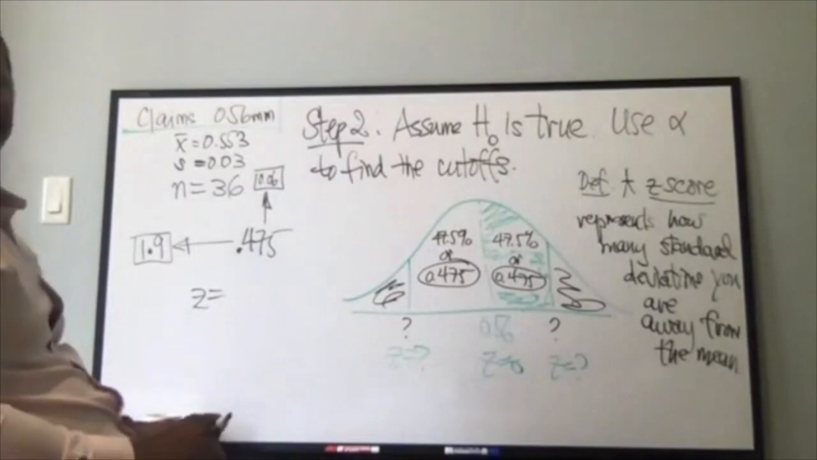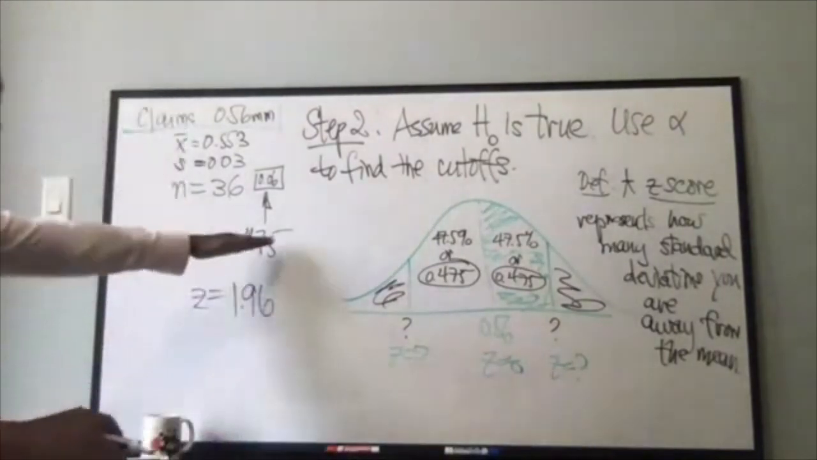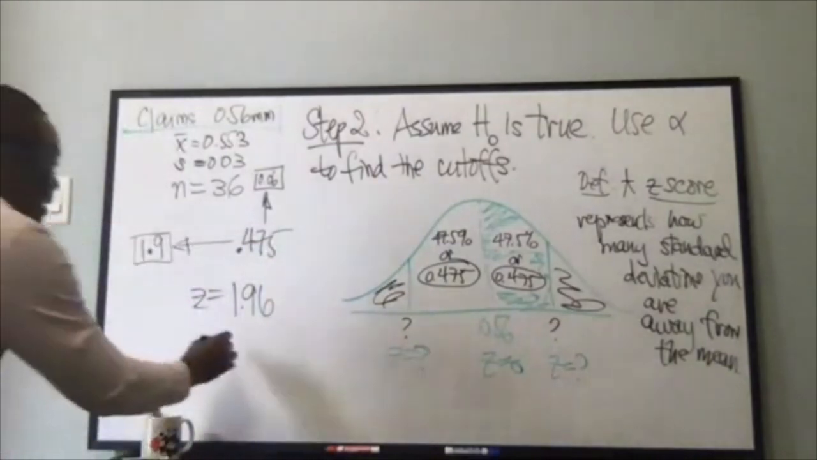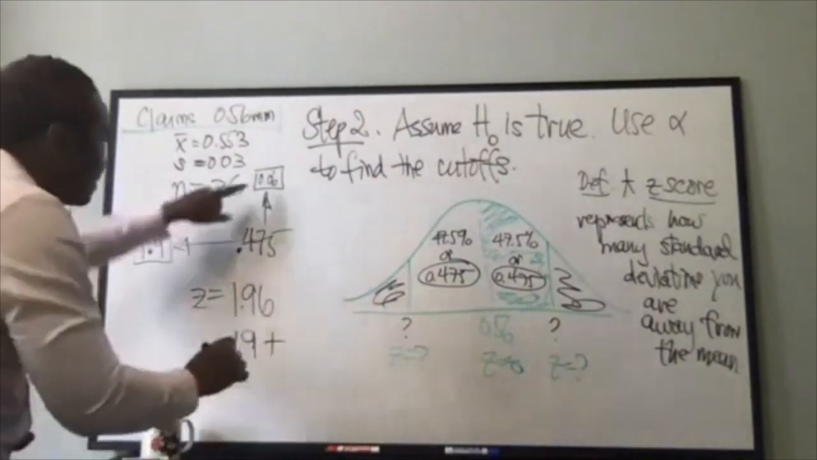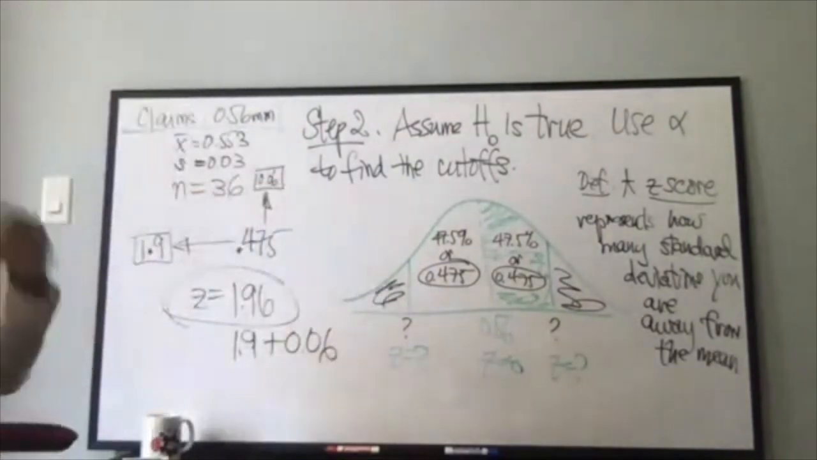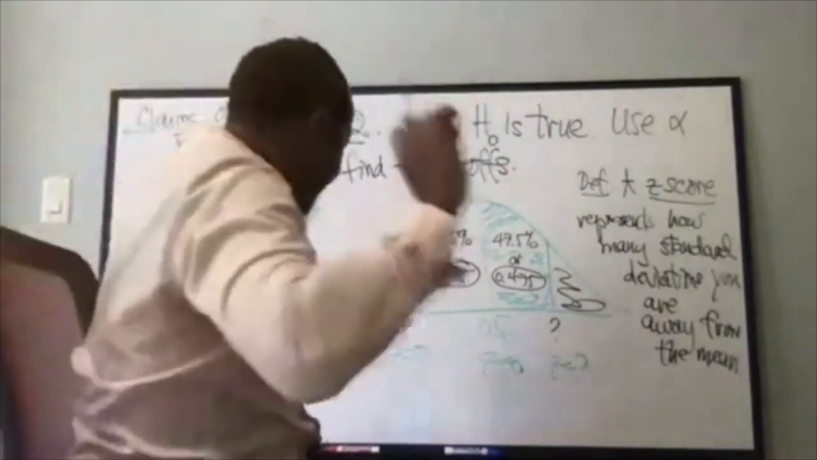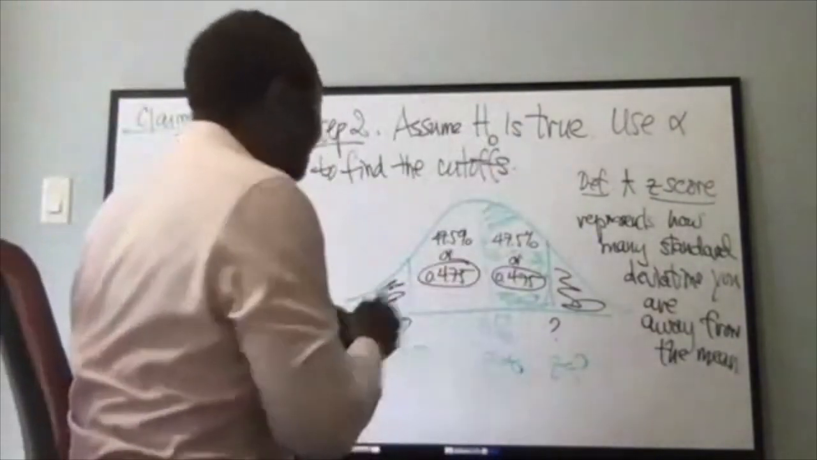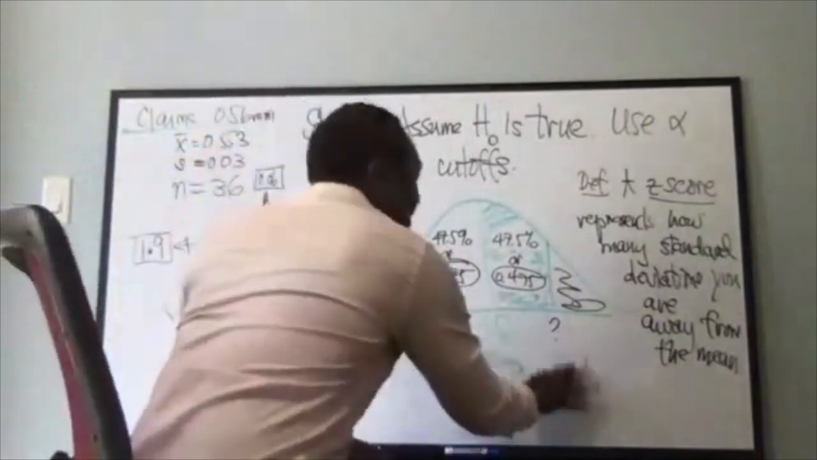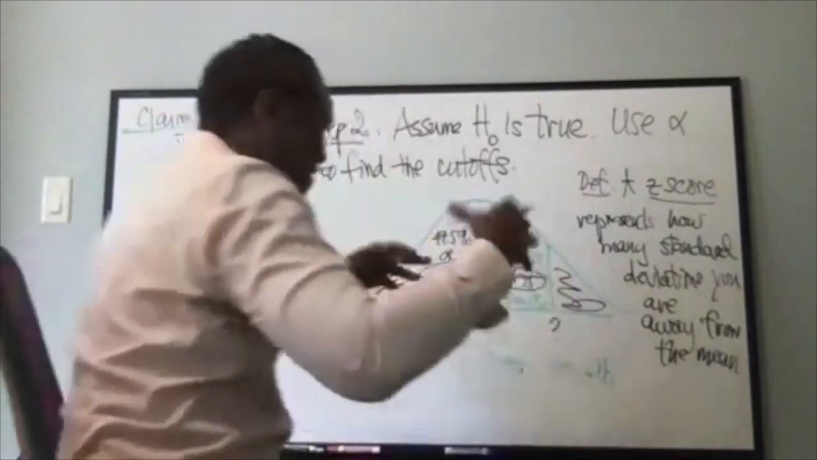Good, very good. See, 1.96. I go over here, the 1.9, plus the value up here, 0.06, put it all together, and I got 1.96. Excellent. You guys are following me. All right, so right here, I'm going to say Z equals 1.96. Okay, the problem is coming together now.